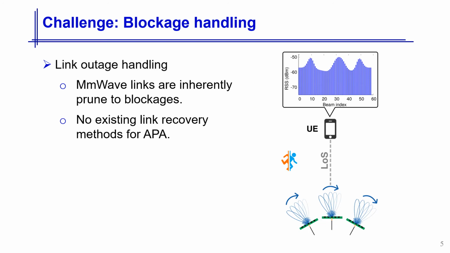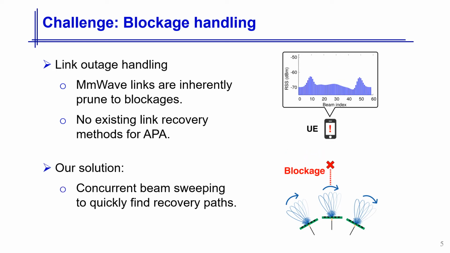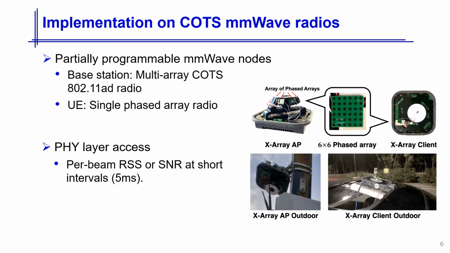The third challenge in APA is blockage handling. It is well known that millimeter wave links are prone to obstacle blockages, such as human bodies and furniture. In X-ray, we propose a link recovery mechanism that concurrently scans the beams on all arrays to quickly identify possible recovery paths. We implement X-ray based on an off-the-shelf 802.11ad AP.